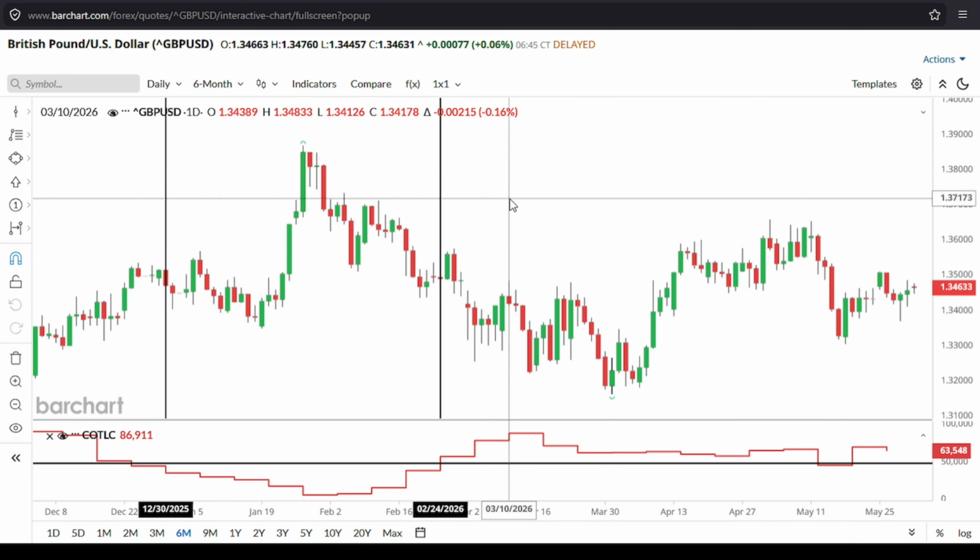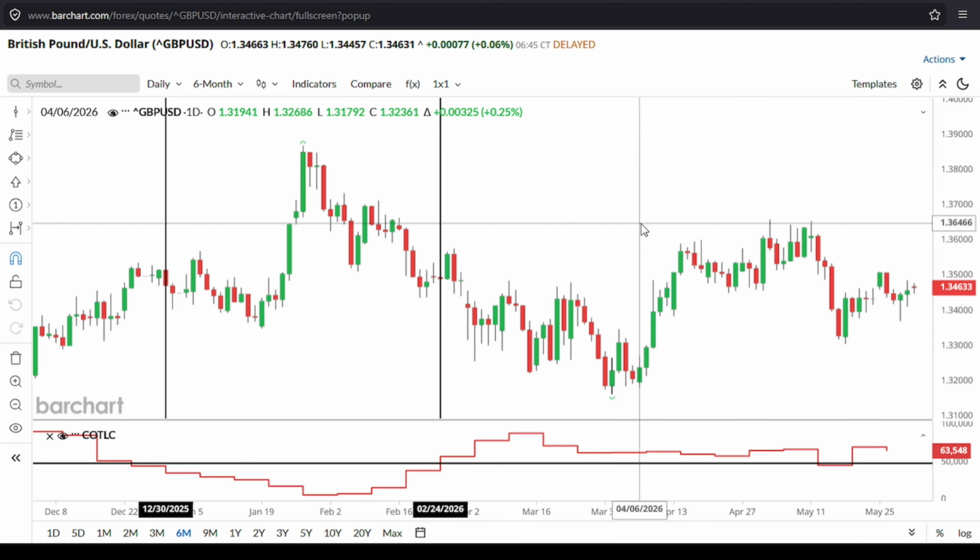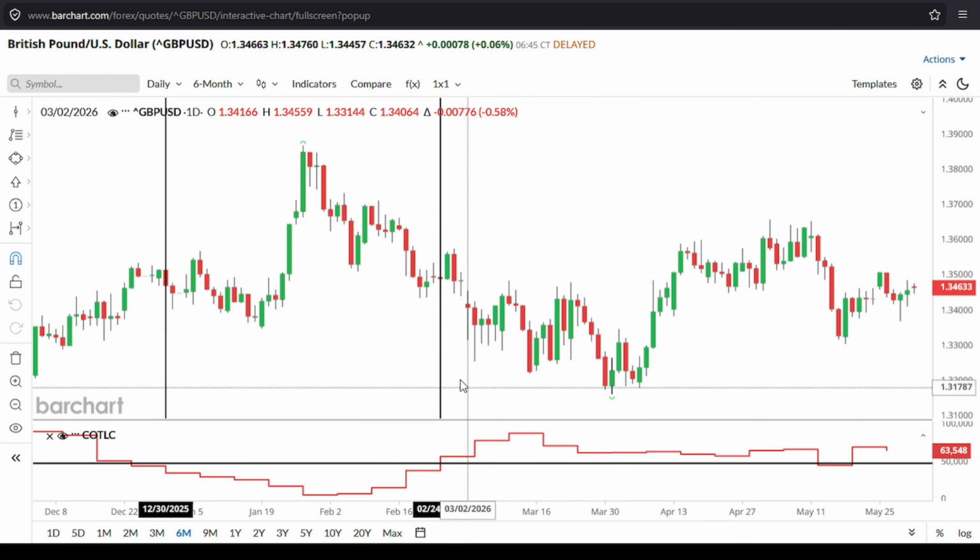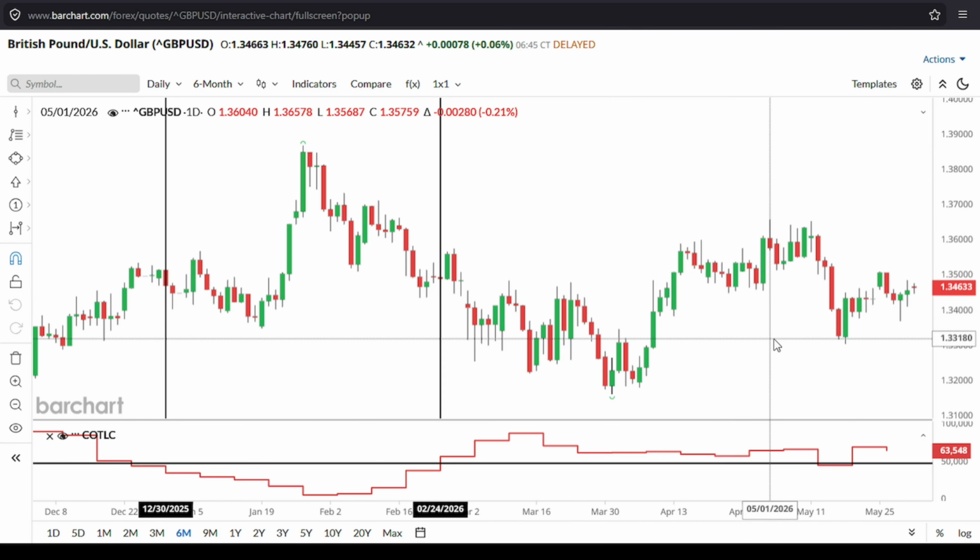Then you have to practice this every week, because the commitment of traders comes out on Friday. So you can use Saturday and Sunday to practice it on the pair you want to trade the following week. And always have it as a strong tool in your trading toolbox.